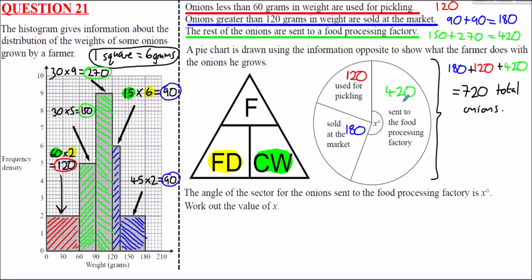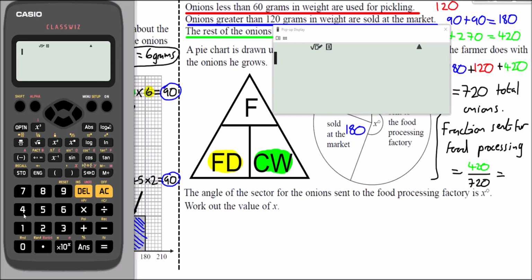Now 420 of those get sent to the food processing factory. So the fraction that gets sent to the food processing factory, so the fraction sent for food processing, that's going to be 420 divided by the total. So 420 divided by 720. Let's see what that gives us. So 420 over 720, 7/12.